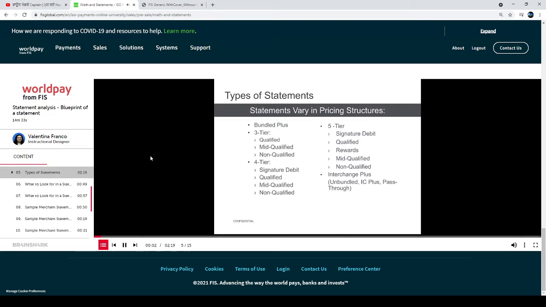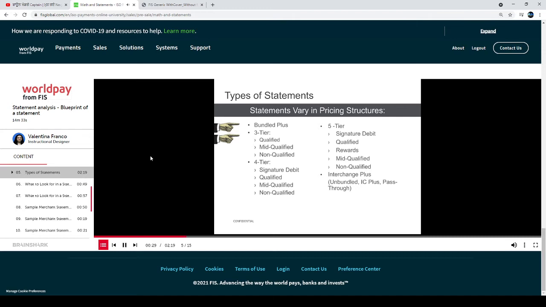Merchant agreements are based on several discount rate pricing structures. Let's review these to help you familiarize yourself with each. The Bundle Plus or two-tier pricing includes a base rate plus a surcharge. For example, you will see one main base rate such as a 1.75 as the discount rate, and a surcharge will be applied. Next is the three-tier category, which includes qualified, mid, and non.